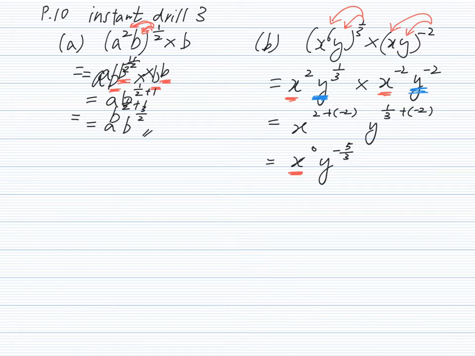And then one more requirement is that the index should all be positive. Now we've got a negative number. What we should do is, for a negative index, we put the term into the denominator. So that's the answer, 1 over y to the power of 5 over 3.